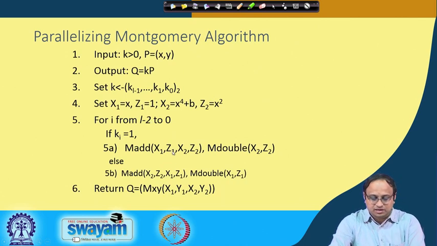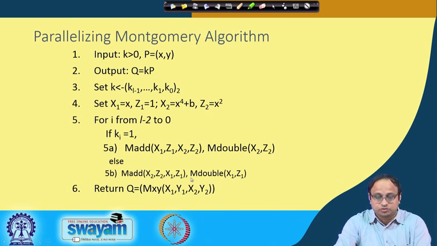If ki is equal to 1, you add x1 z1 and x2 z2, and you double x2 z2. If ki is equal to 0, then you do the opposite. That means you add x2 z2 with x1 z1, but you double x1 z1. And finally, the result is x1 z1 and x2 z2, but using that you finally want to return the result back to affine coordinates.